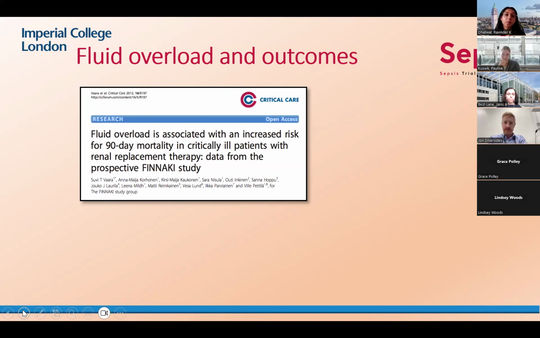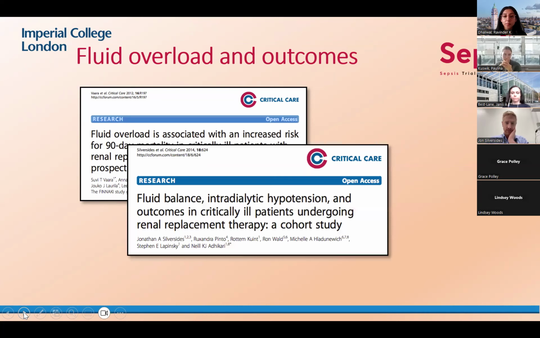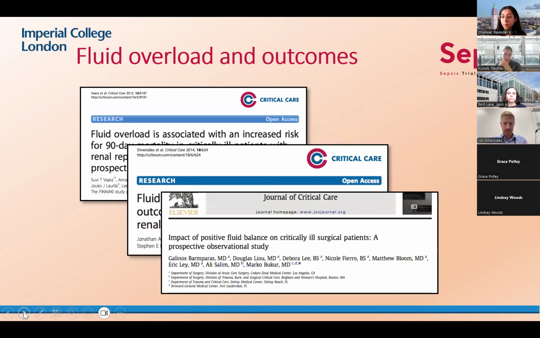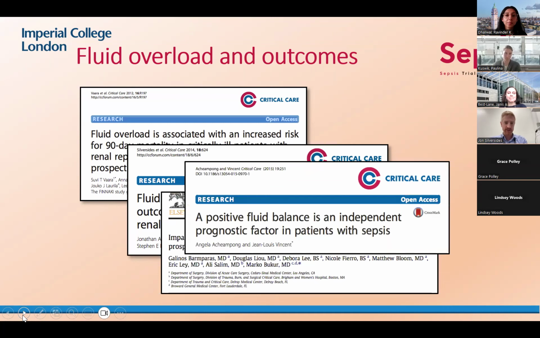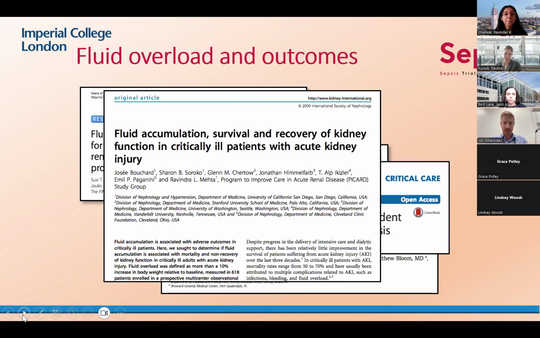There's lots of evidence that if you give people lots of fluid, or if you have accumulation of a positive fluid balance, that patients do worse. So this is in patients with acute kidney injury on renal replacement therapy. And next slide, I think there are other examples from renal RRT studies. Next slide. This was surgical patients, and keep them coming because there are a lot more of these. That's sepsis, and I'm sure we have some more acute kidney injury.